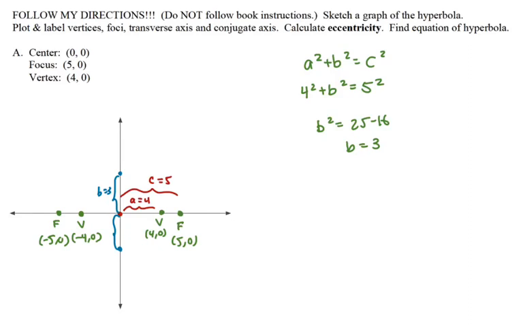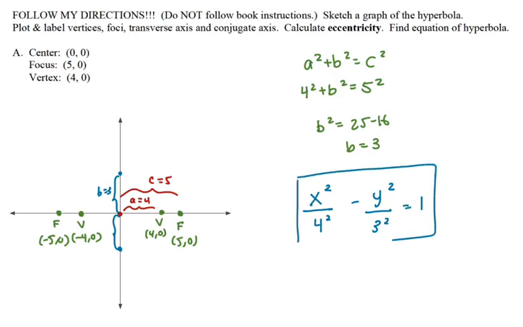So because this opens left and right, it looks like an X. So the x term is then what is going to be positive, and a always goes under the positive term, and then the y value in this case is going to be negative, and b always goes under the negative term.